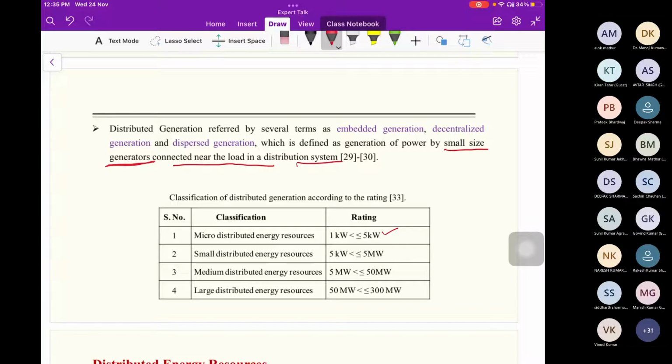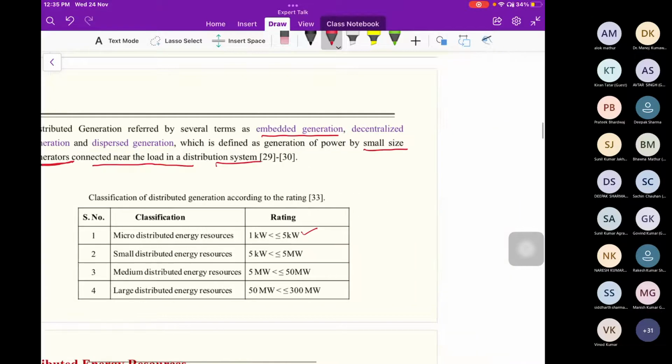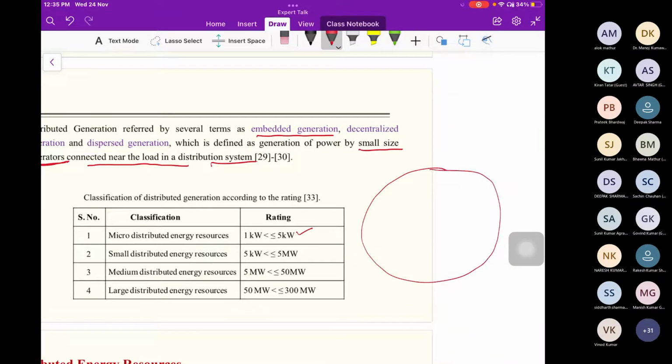According to applications, we can define different names. Embedded generation, for example, is in the distribution system, with different small solar units. Say a colony has 100 houses, and 50 of them have rooftop solar systems. So 50 houses have some distributed, renewable energy resources. We combine this total small generation, so we call it embedded generation.